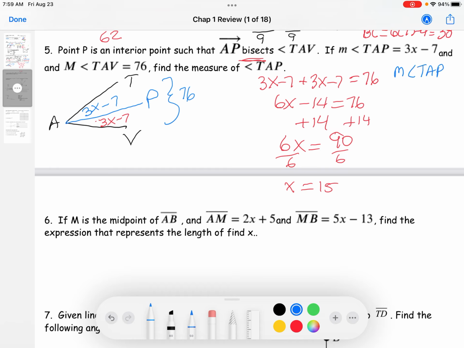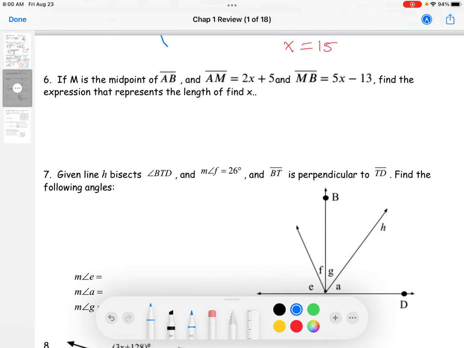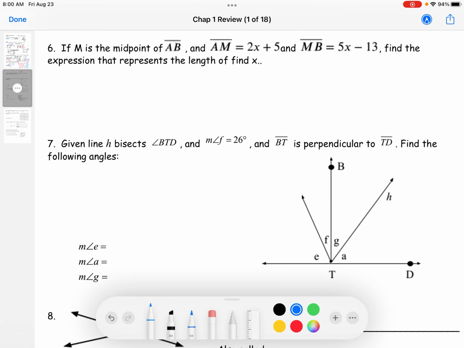And if you remember correctly, the equation was 3x minus 7. I'm going to plug in x is 15 and then subtract 7 from it. And that should equal 38 degrees. Okay. Okay, going on to number 6.